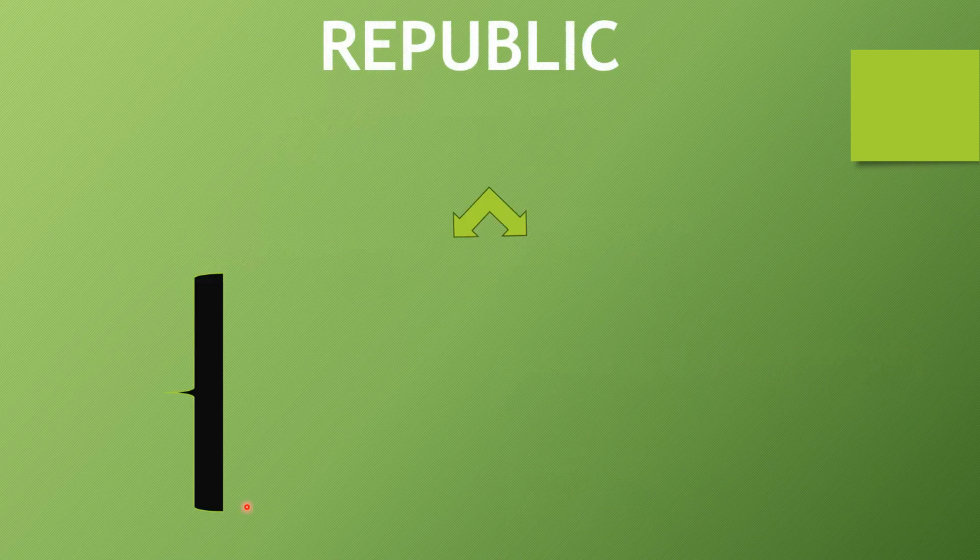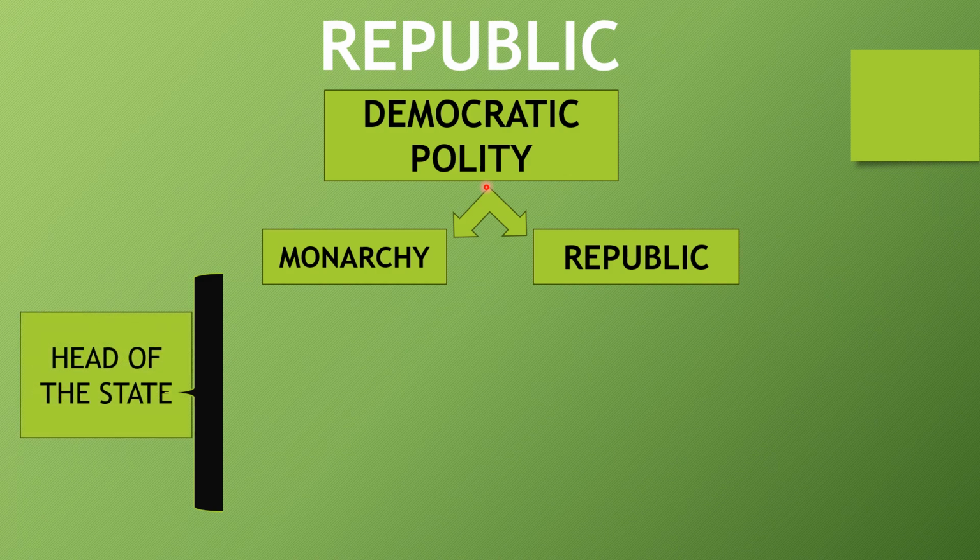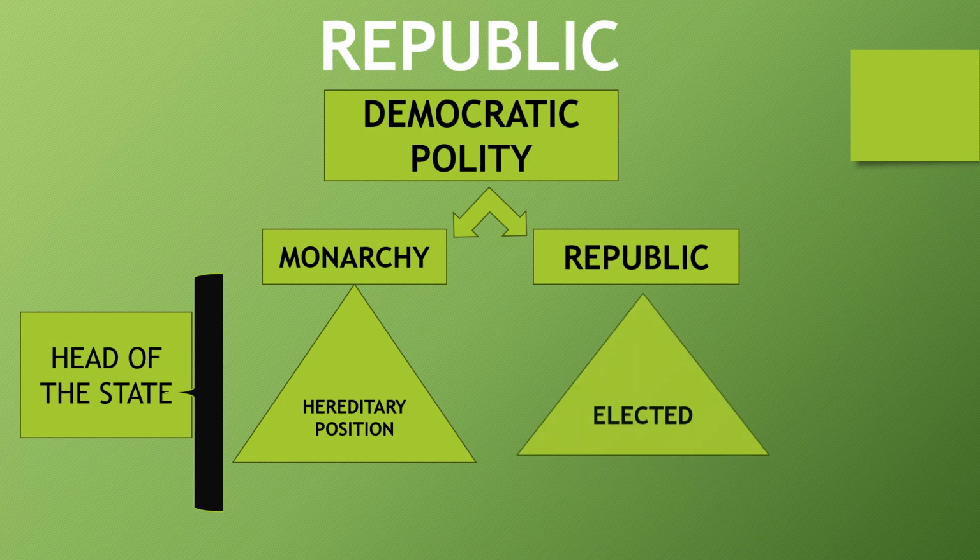Now another keyword, one of the most confused keywords, is republic. In democratic polity, there are two types, that is monarchy and republic. There is a simple difference between these two, that is the head of the state. Who is the head of the state? The President is the head of the state. And who is the head of the government? The Prime Minister. So here we talk about the president. In monarchy, the position of head of state is hereditary, like that in the UK. And in a republic, the position is elected.